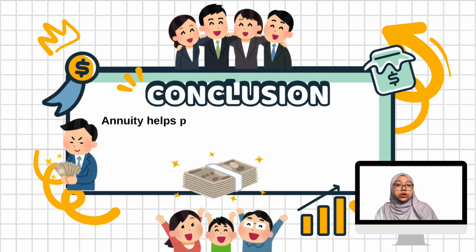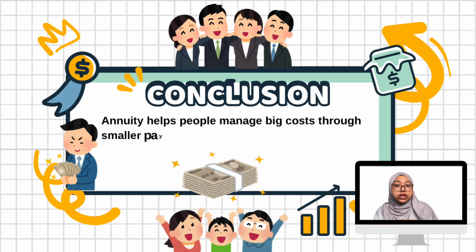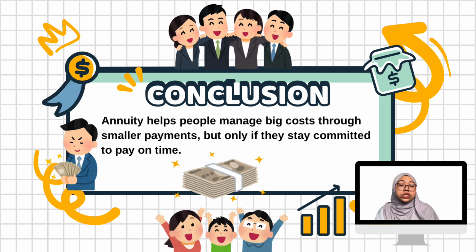Lastly, now Mira knows all the details about her loan. Mira's case shows how annuity works in real life. She borrowed 18,000 ringgit and pays it back in fixed monthly amounts for 5 years. But when she missed 2 payments, the unpaid amount grew with interest and she needs to pay more than usual. This shows how annuities help people manage big costs through smaller payments, but only if they stay committed to pay on time. And that's all from us.